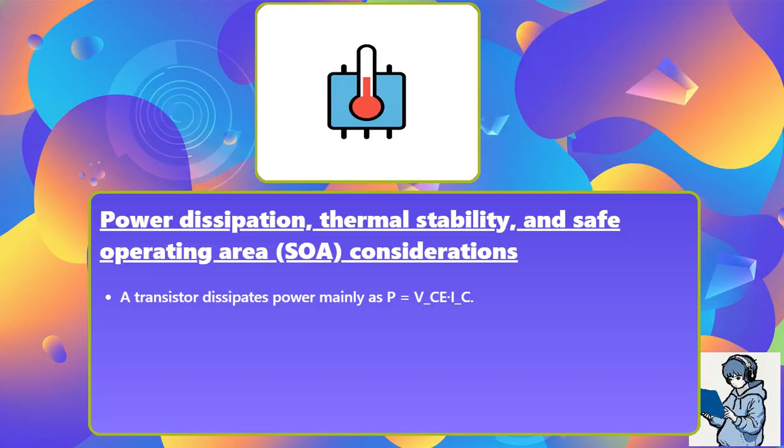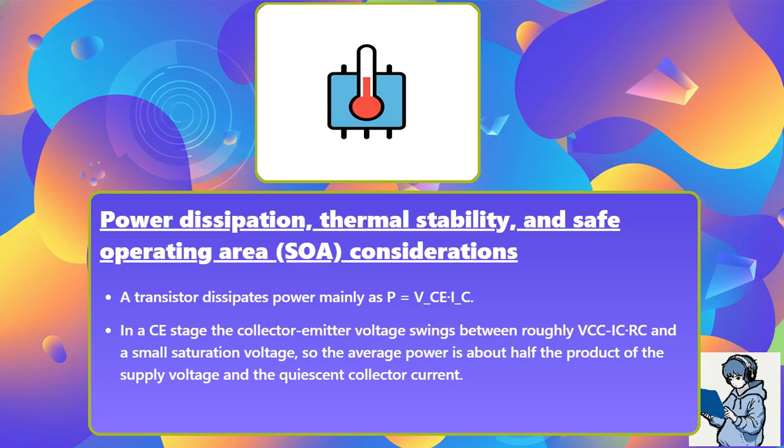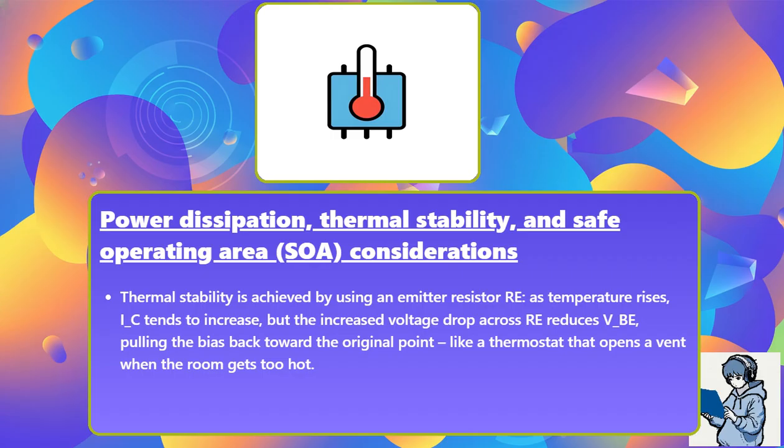P equals VCE times IC. In a common emitter stage, the collector to emitter voltage swings between roughly VCC minus IC times RC and a small saturation voltage. So the average power is about half the product of the supply voltage and the quiescent collector current. Thermal stability is achieved by using an emitter resistor Re. As temperature rises, IC tends to increase, but the increased voltage drop across Re reduces VBE, pulling the bias back toward the original point, like a thermostat that opens a vent when the room gets too hot.